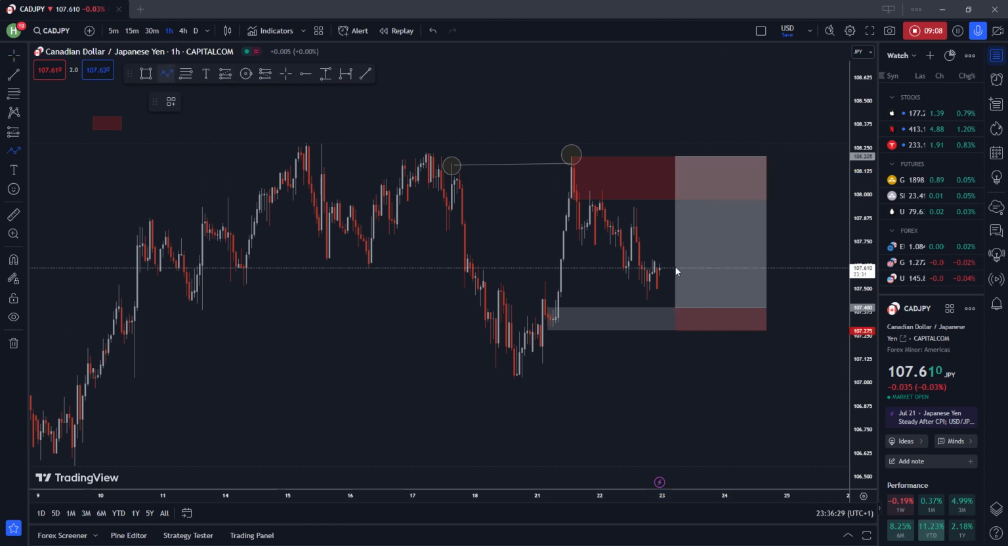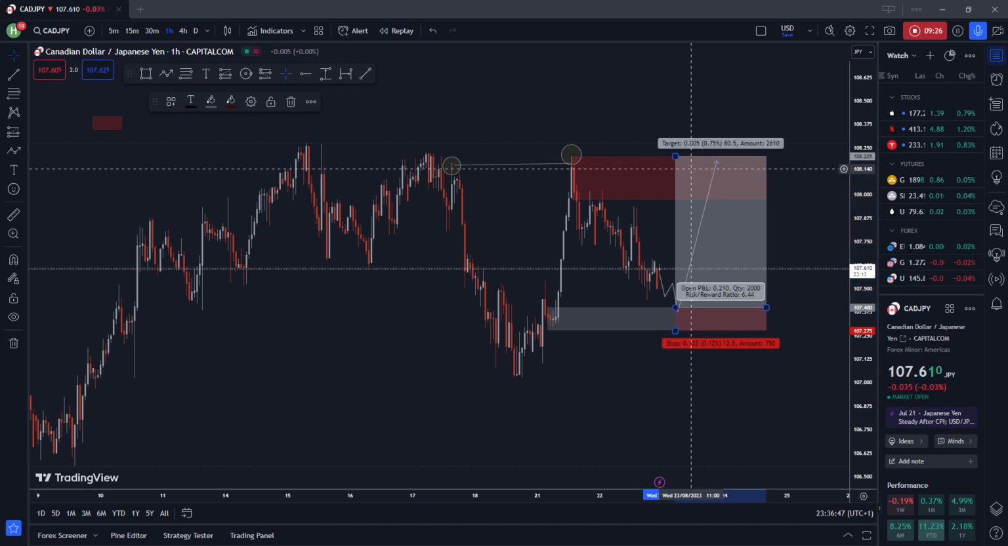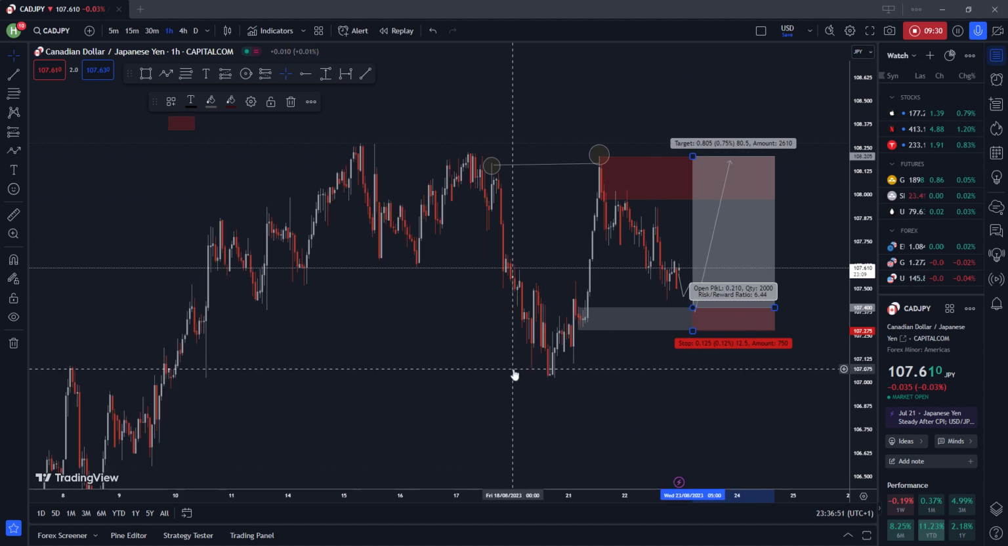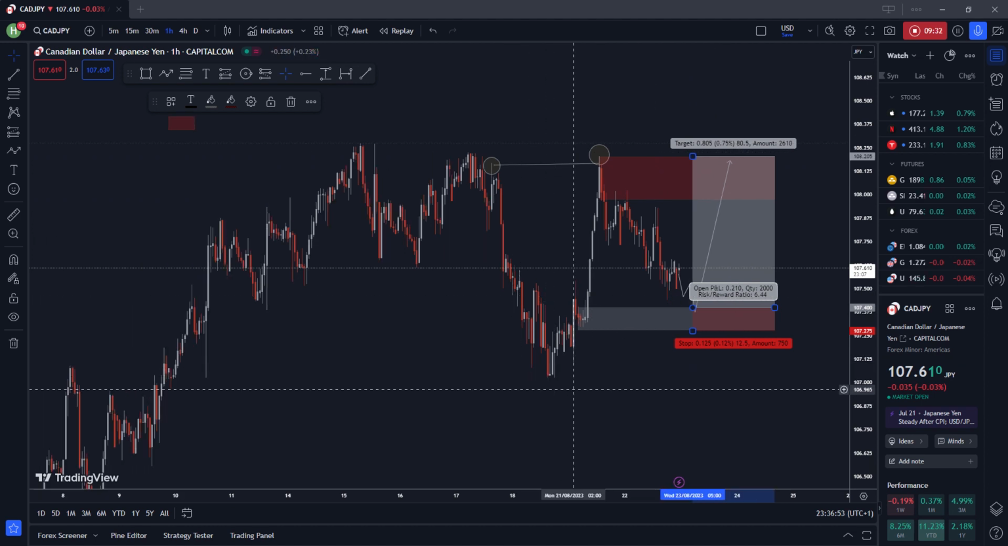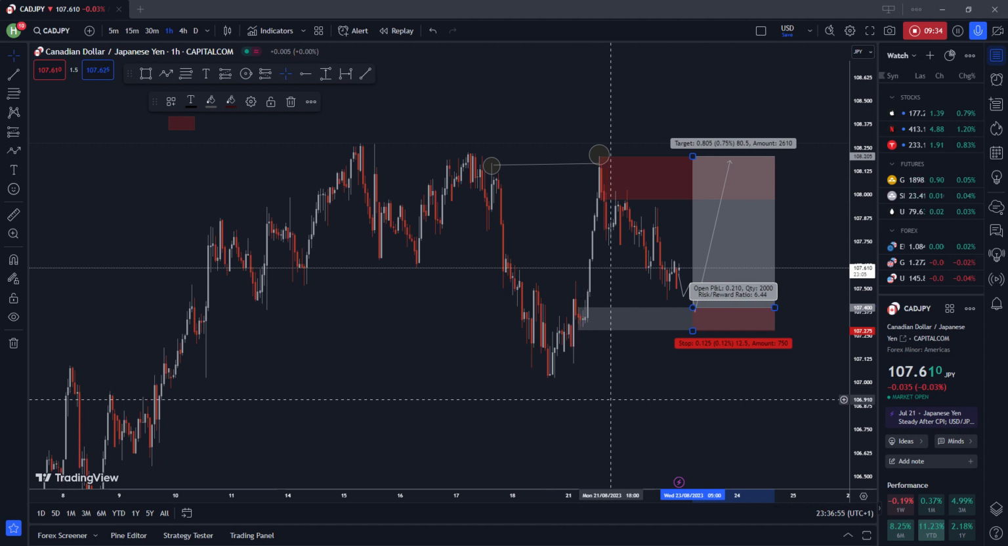We will wait for the price to slowly make its way to this zone. If it happens in the London or the New York session, we can then enter aggressively and target this area over here, even further up, but this will be our take profit. And this is roughly 80 pips, so this is a nice setup. Therefore, why not share it with you guys and show you how supply and demand works.